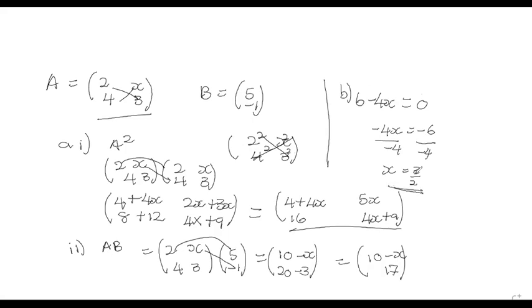Why are we equating to 0? We are equating to 0 because they said it's a singular matrix. On a singular matrix, we know that the determinant should be equal to 0. But how do you find the determinant? You say the value of A multiplied by the value of D minus the value of B multiplied by the value of C. So in this case, it will be 2 times 3, which is 6, minus 4 times x, which is 4x. That will be your answer.